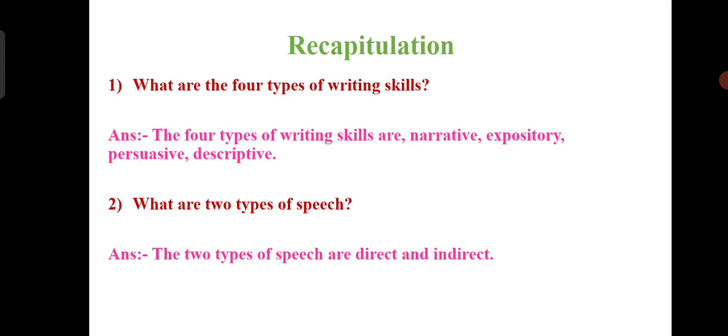So children, let's have a quick recap of what we have learned today. What are the 4 types of writing skills? The 4 types of writing skills are narrative, expository, persuasive and descriptive. You understand everyone? What are the 2 types of speech? The answer is that the 2 types of speech are direct and indirect. Okay children?